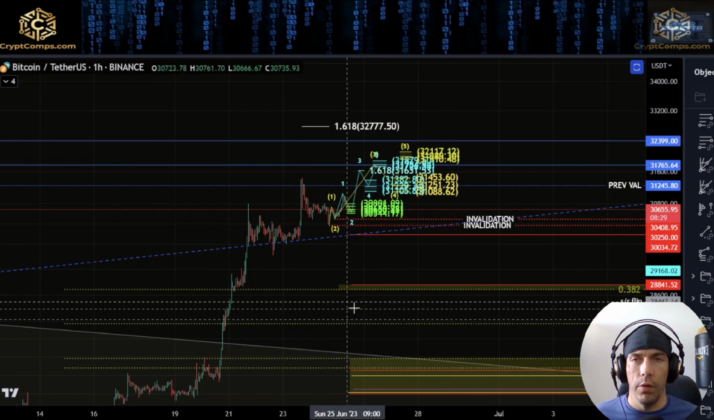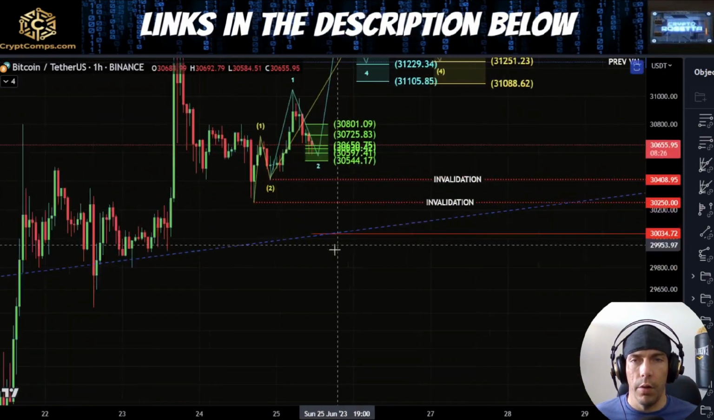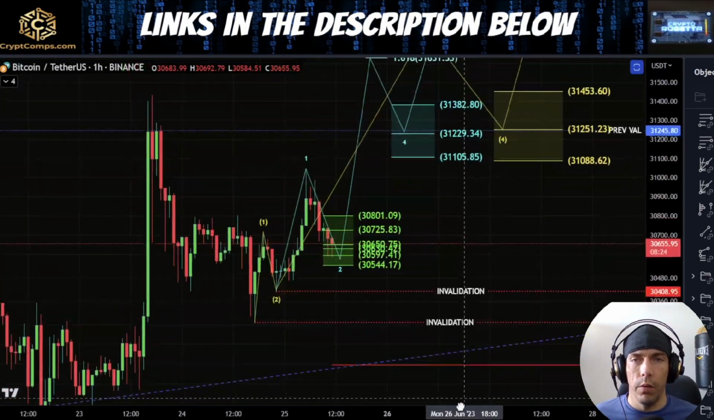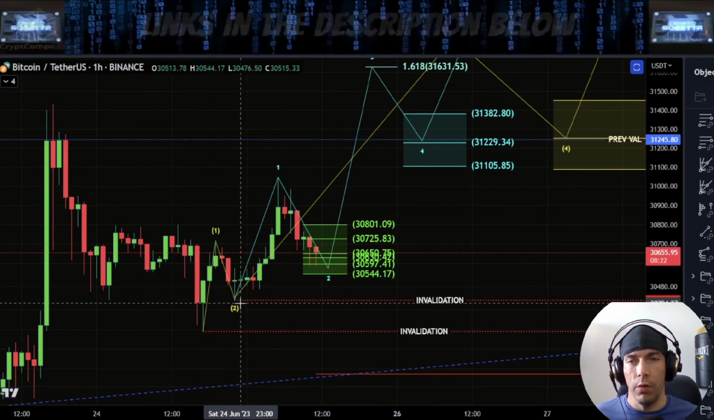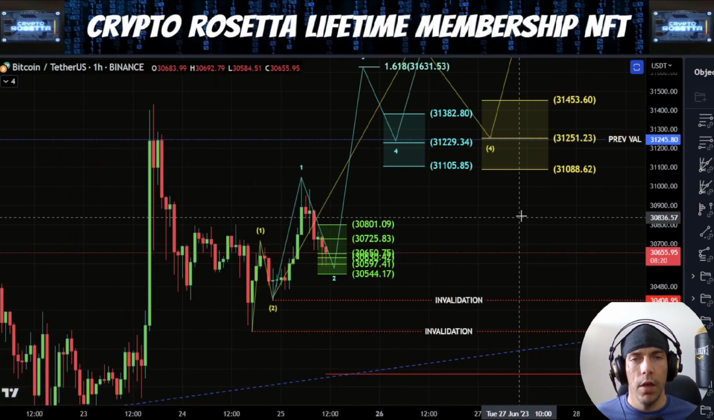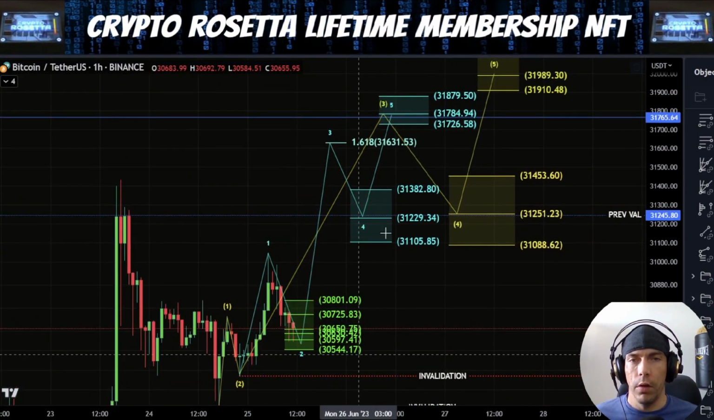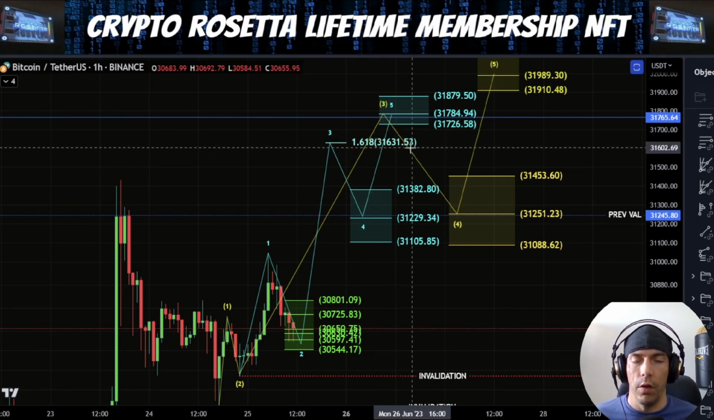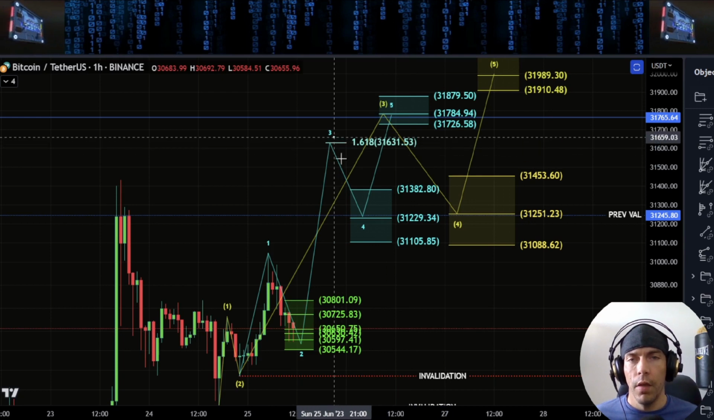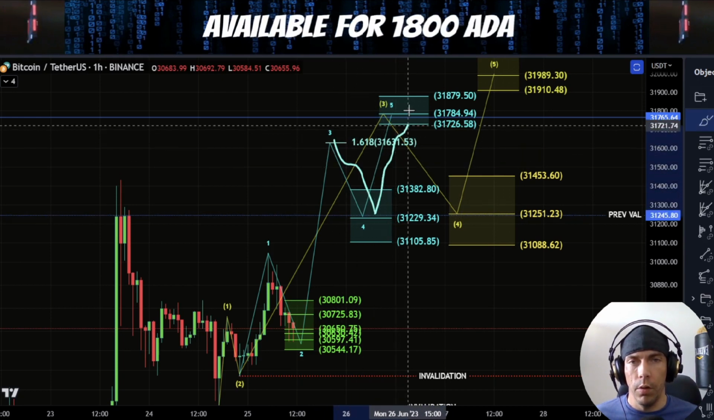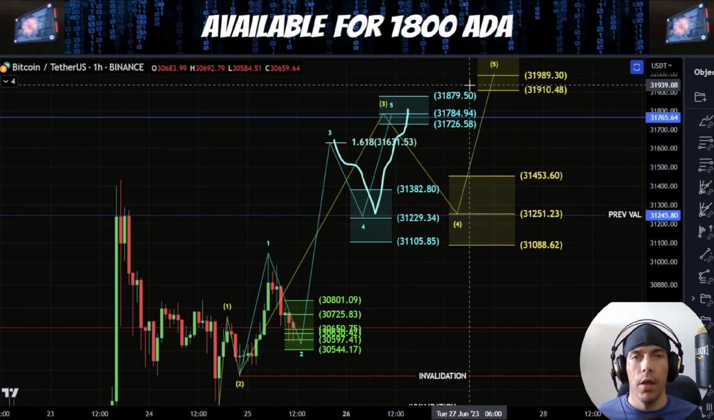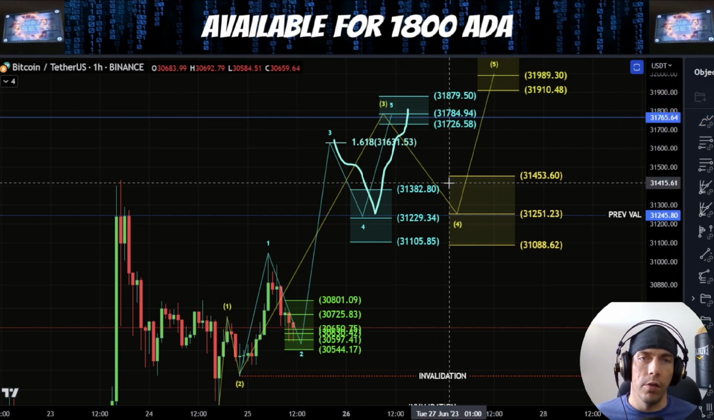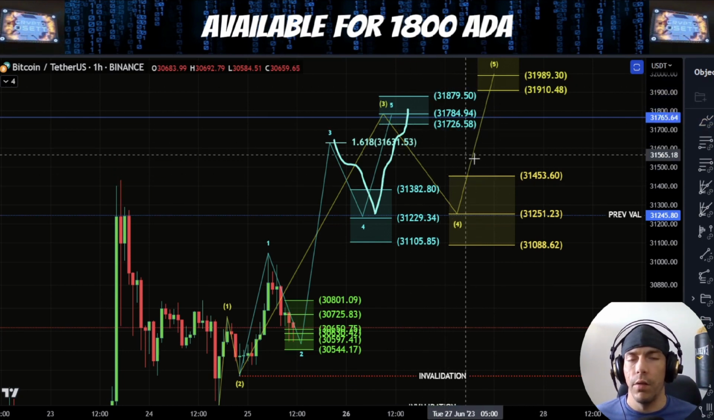If we were looking for a direct breakout from where we currently are, what I'd be looking for is something along these lines where this becomes 1-2. We have another 1-2 here. And what I'd be looking for as a target range for confirmation here would be this 1618 at this 31,631. Then we'd want to see a fourth wave, and then we'd want to see a fifth wave to the upside here. This would be our target area here, 31,879 to this 31,726.